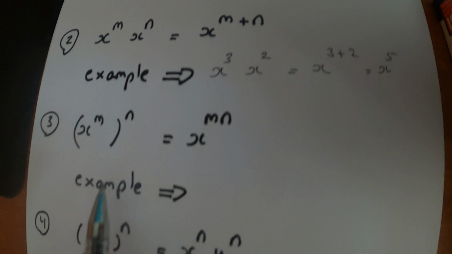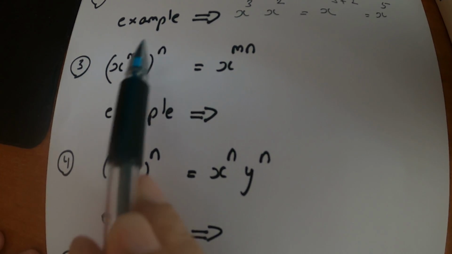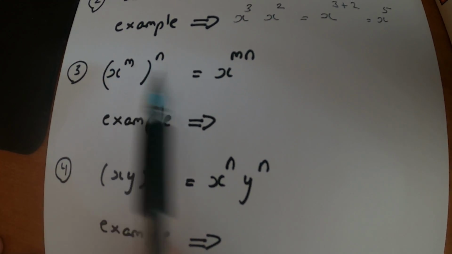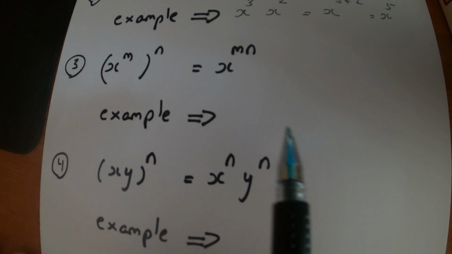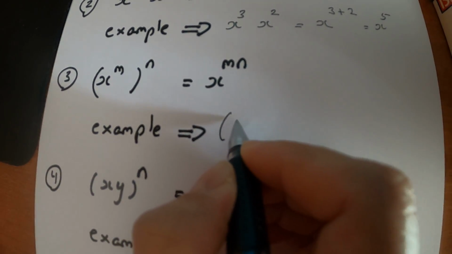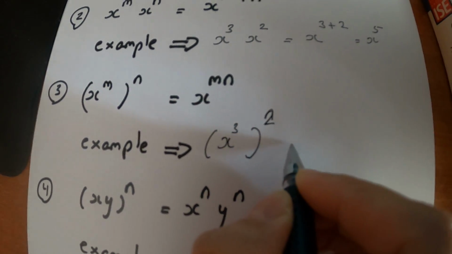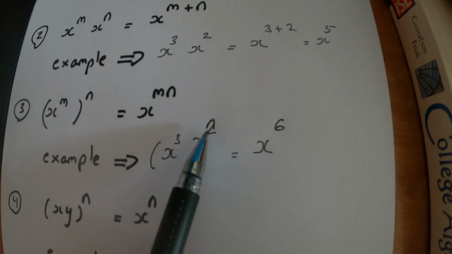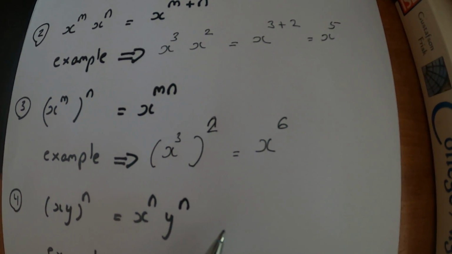Right? The third rule, x to the power of m, to the power of n. In this case, you can multiply the powers. It means that it is equivalent to x to the power of m times n. For example, x to the power of 3, to the power of 2, right? So in this case, it is equivalent to x to the power of 6, where you can multiply the powers together, right? So x to the power of 6.